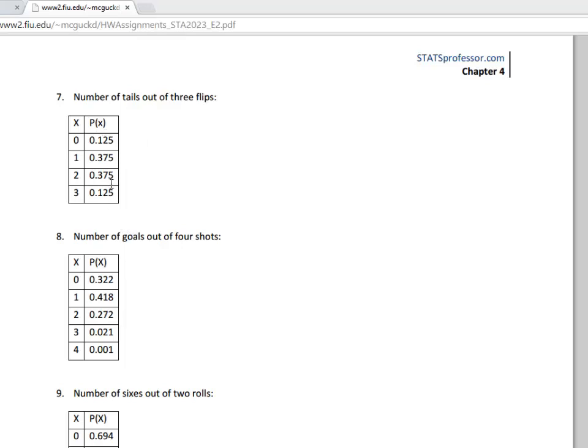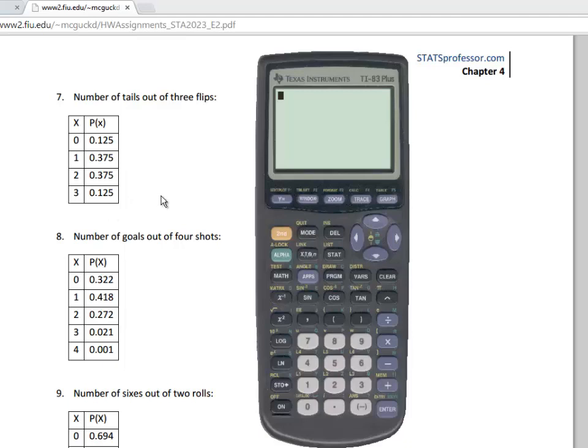But before we do that, we have to confirm that this column adds up to 1. So let's check to see if those probabilities do add up to 1. So 0.125 plus 0.375 plus 0.375 plus 0.125, you can see they do add up to 1 in fact.